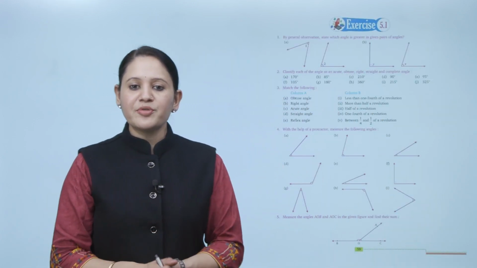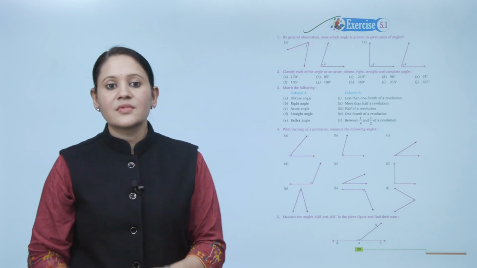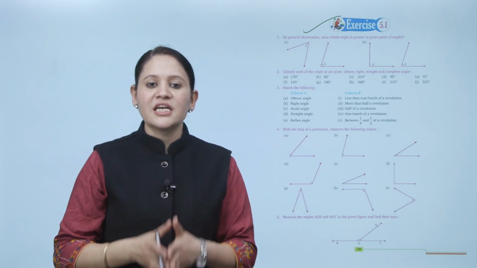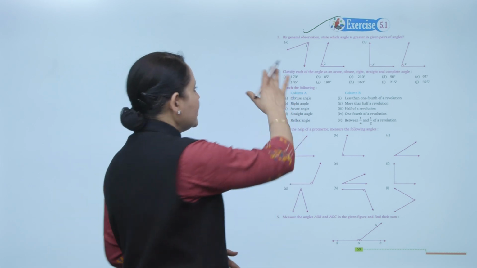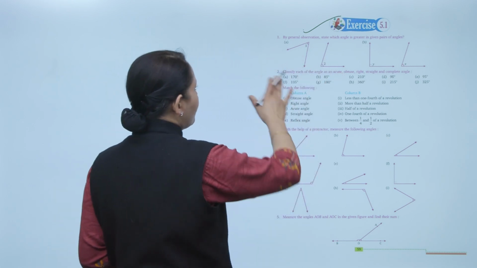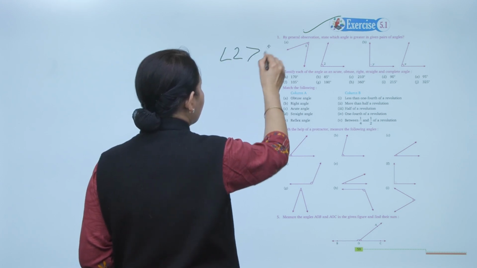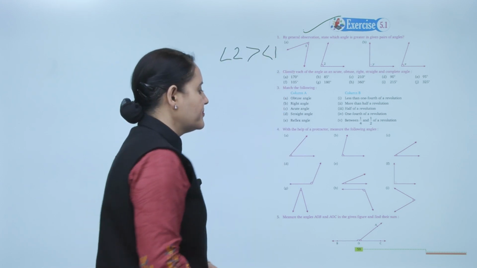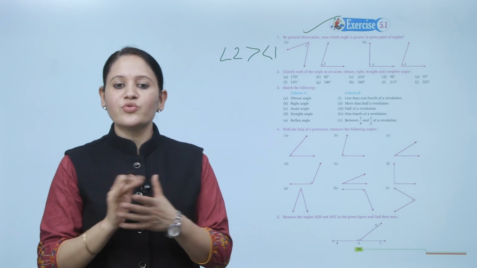Next is exercise 5.1. By general observation, state which angle is greater in the given pair of angles. Like in these two angles, if we talk about these two angles, angle 2 is greater than angle 1. Clear? So you have to practice all the questions of this exercise. Move to next topic.